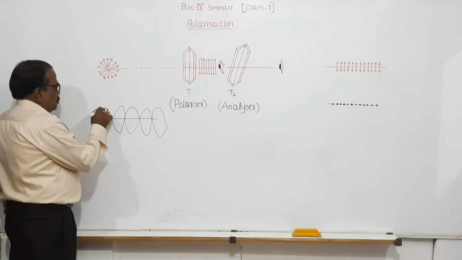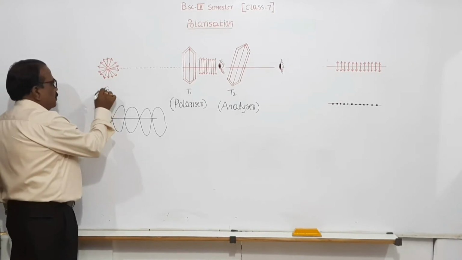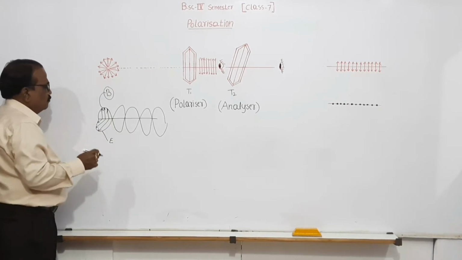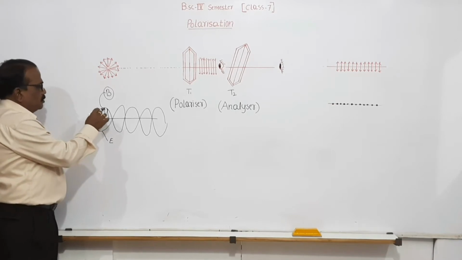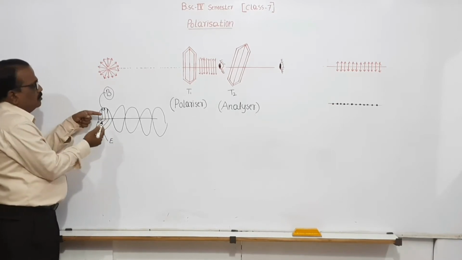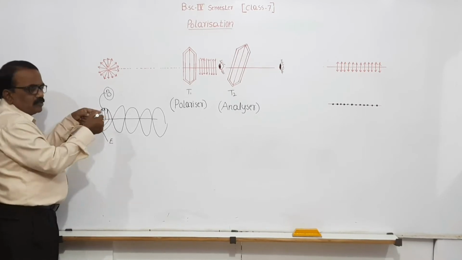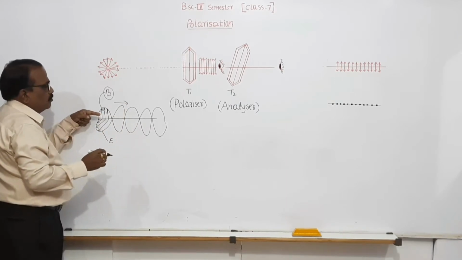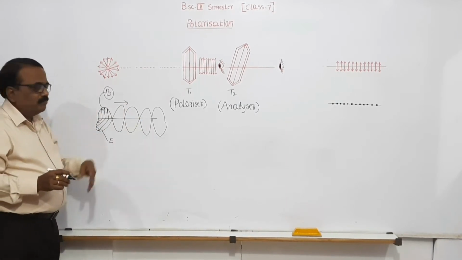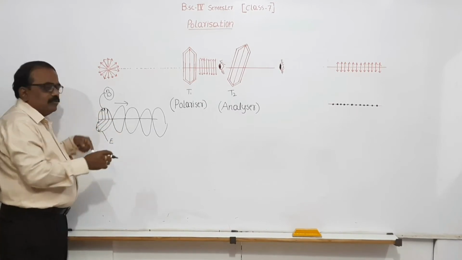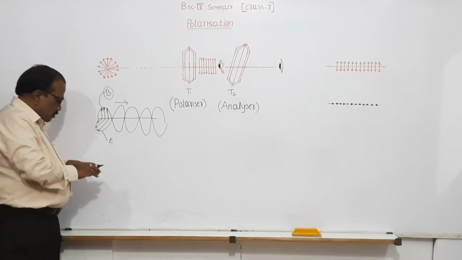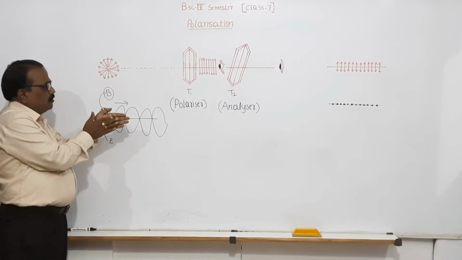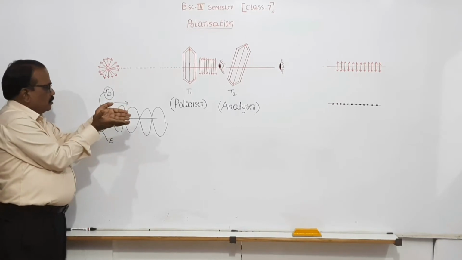See here, assume this is the magnetic vector and this is the electric vector. So their vibrations are perpendicular to each other. One is in this direction, another one is in this direction. Also, they are perpendicular to the direction in which they propagate. So the vibrations are perpendicular to the direction of propagation. They are in two perpendicular planes. The magnetic wave is in this plane, the electric wave is in this plane.